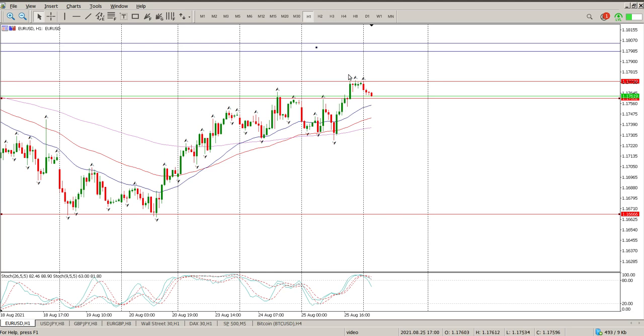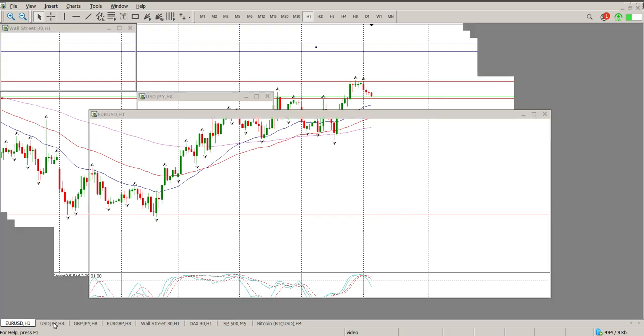So right now, with the jobs data coming out, I'm sitting on my hands. I don't think I'm going to take any of these trades just yet. We'll wait and see what transpires.